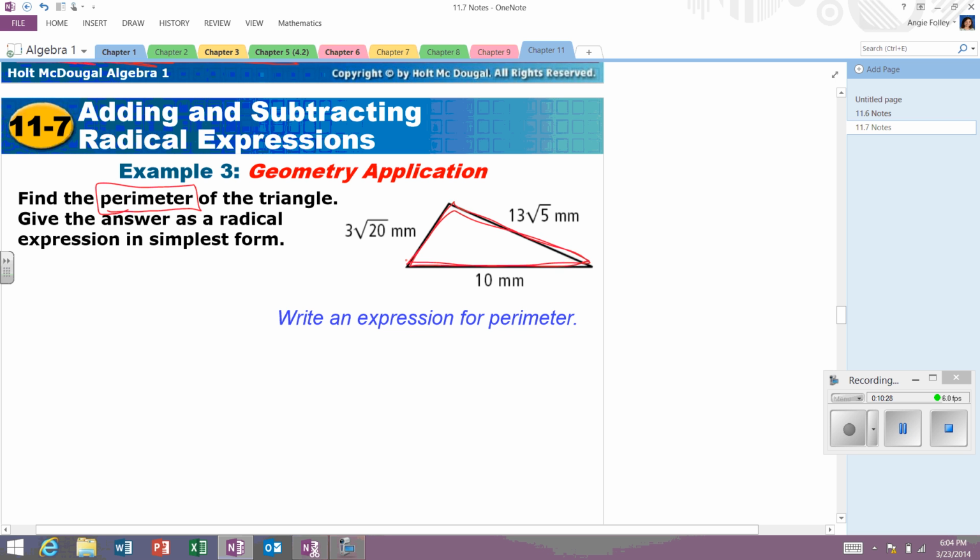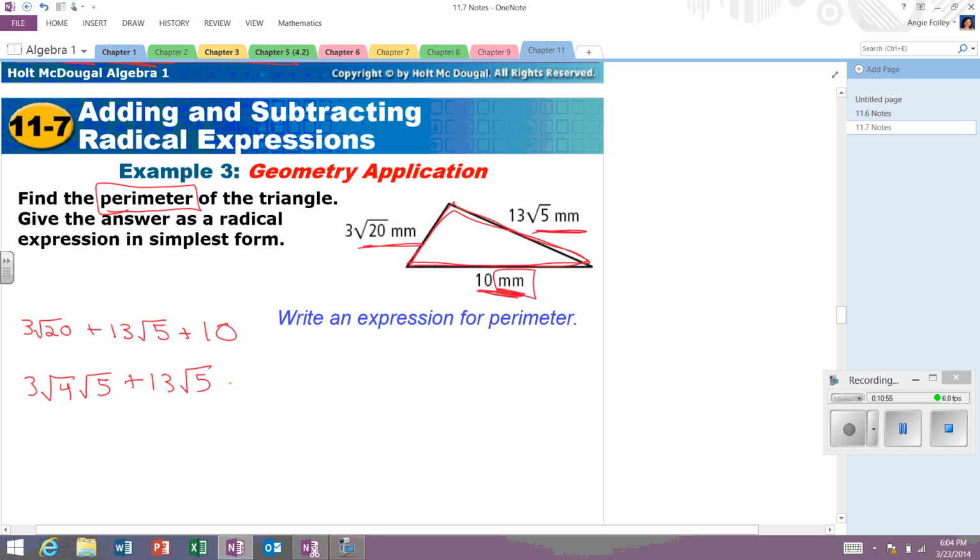So to get the perimeter, that means we would add all the side lengths up. So let's write that out. We'd write 3 radical 20 plus 13 radical 5 plus 10. And we should put our units, but I'm going to leave those until the very end. All right, we need to see if we can get 3 radical 20 any simpler. So we can rewrite that as 3 radical 4 times radical 5.